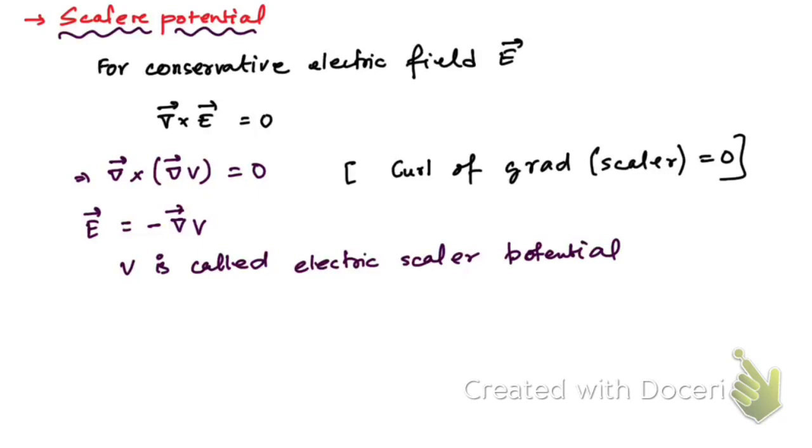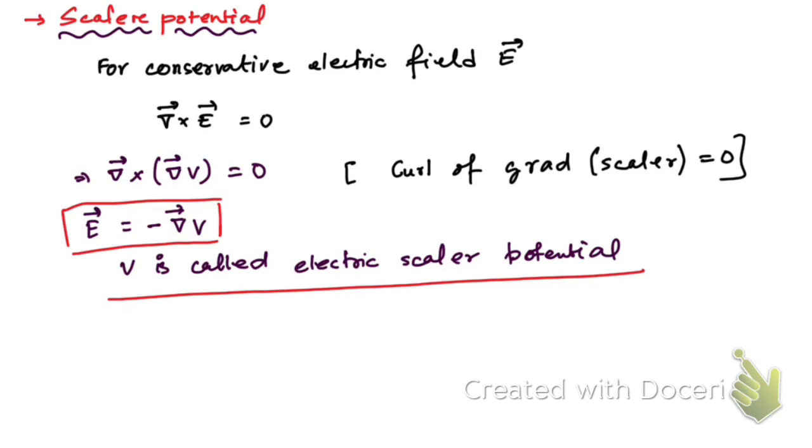And you may think, why this negative sign? If you compare these two equations, E should be equal to the gradient of V only, but this is because of direction. The electric field points in the direction in which the potential energy function decreases. The direction of the electric field is such that the electric potential energy decreases. So that's why this negative sign comes here. Hope you have understood why it is a negative sign. So here V is called the scalar potential.